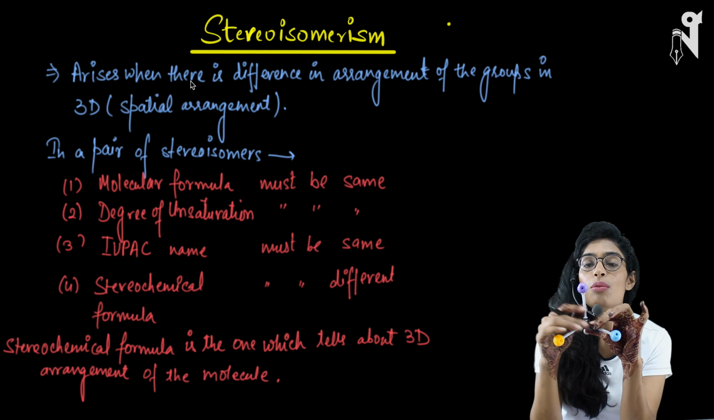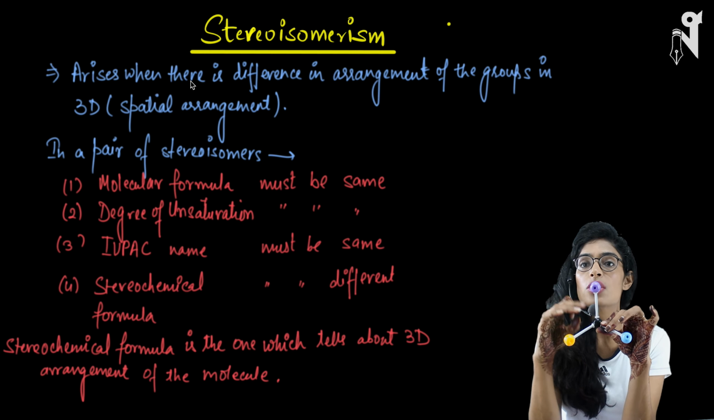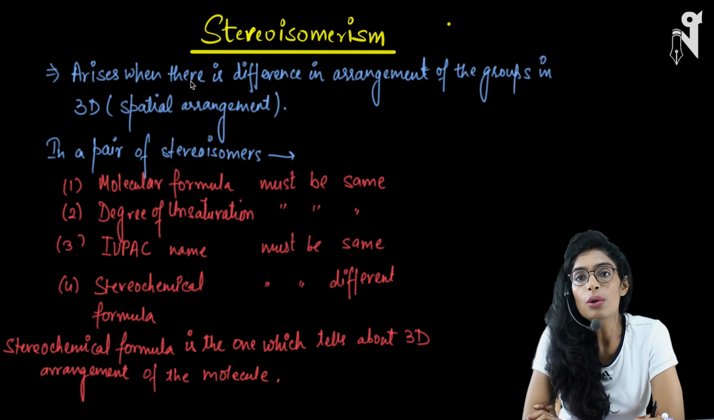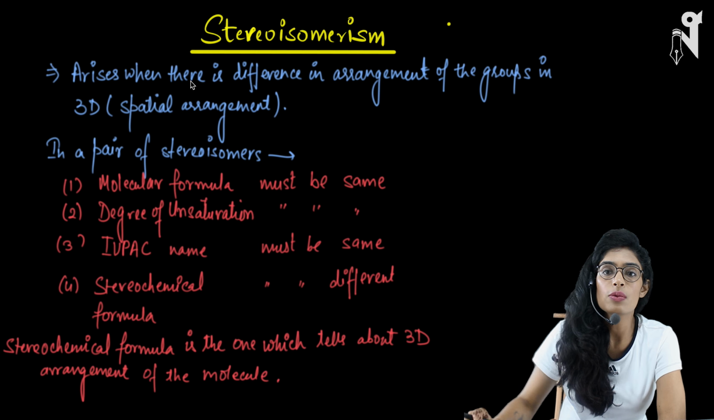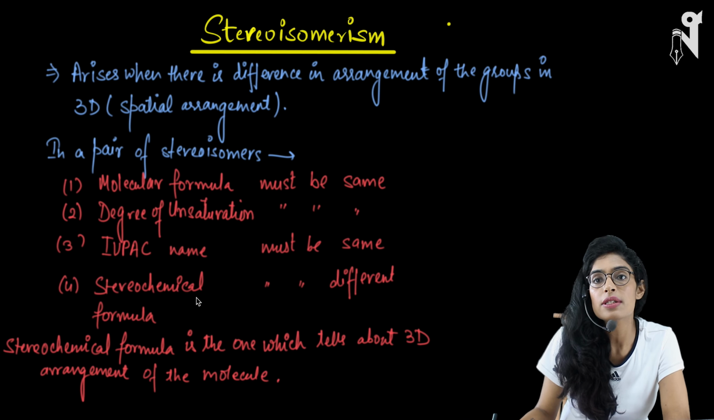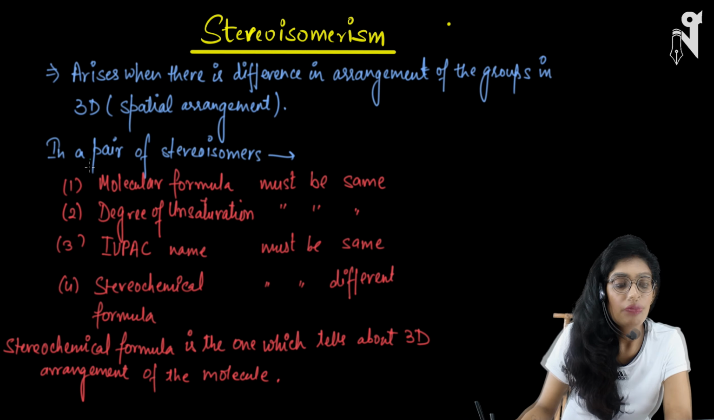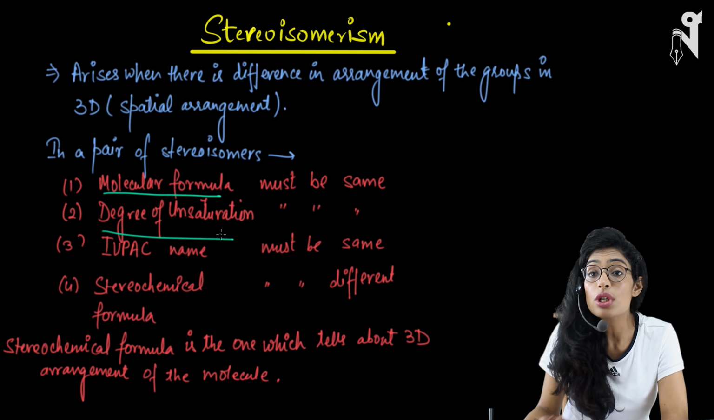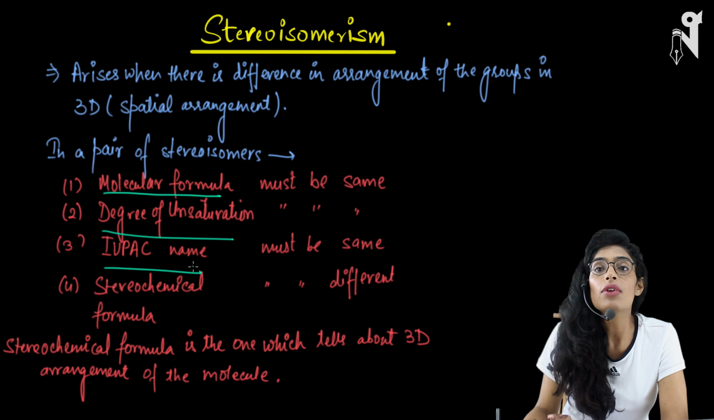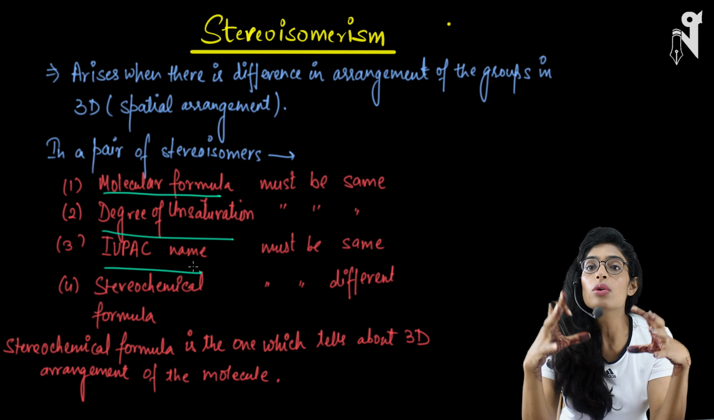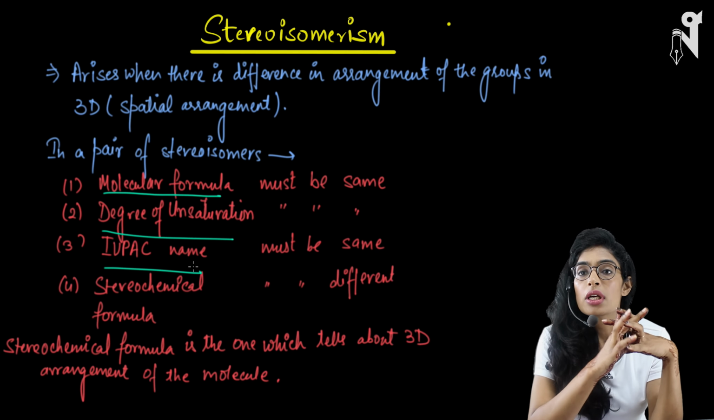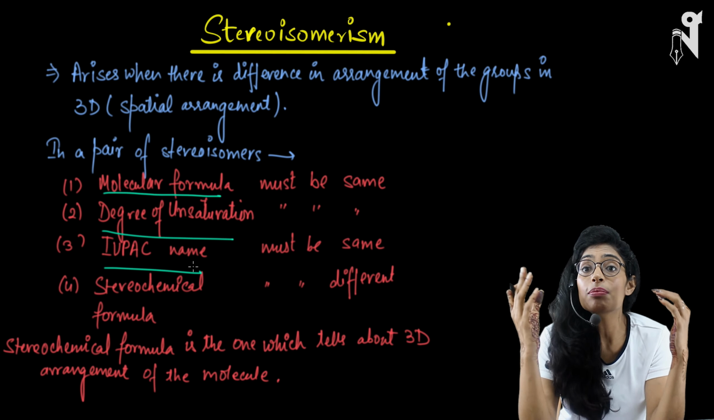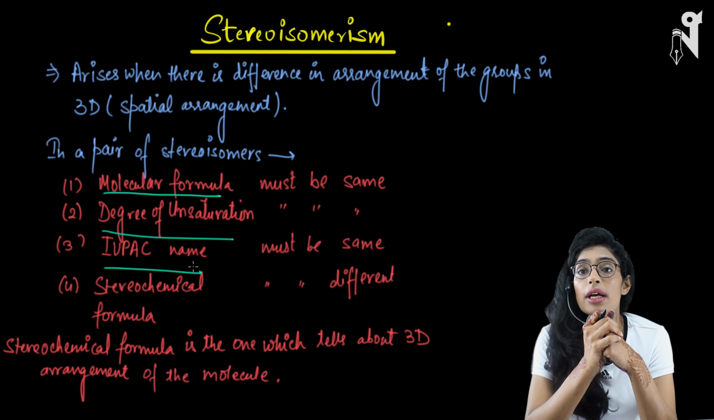So basically, when the attachments of groups change with respect to a carbon in 3D geometry, that is called stereoisomerism. What will be the same in stereoisomerism? We will have the same molecular formula. The molecular formula will not change, the degree of unsaturation will not change, and the IUPAC name will not change. As I mentioned, the molecule as a whole will remain the same, and the compound itself is not going to change.